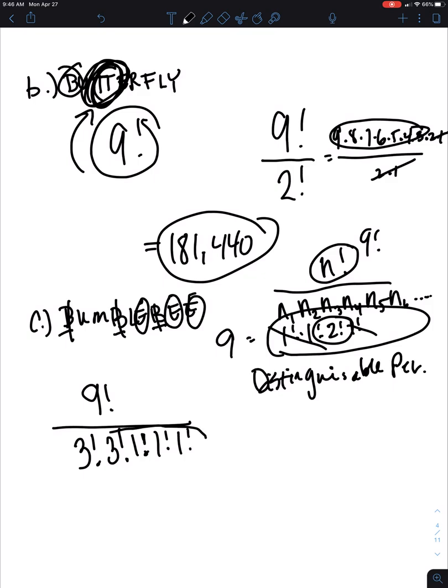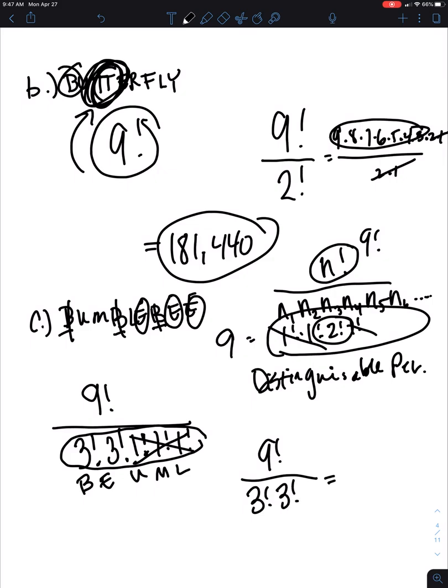And then this number right here took into account all the letters. So this was the B, this was the E, this was the U, this is the M, and this is L. Those are all the different letters. But again, we don't write the ones because it's kind of silly. It's like writing 1 times 3, which we all know is 3. So we just don't write the ones. But we would write 9 factorial over 3 factorial and 3 factorial. Okay? And that's going to give us 10,080 different ways.